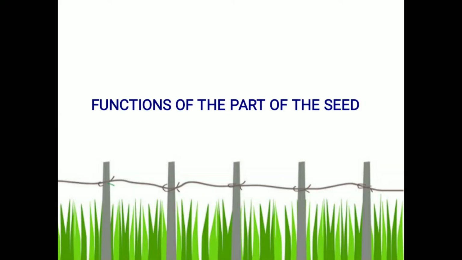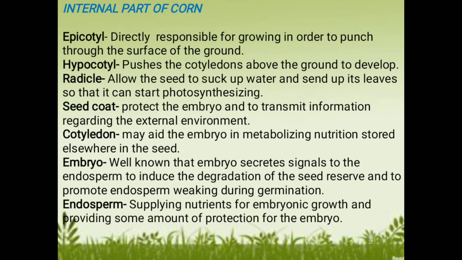Next are the functions of the parts of the seed. First is the internal part of corn, which is the epicotyl, directly responsible for growing in order to punch through the surface of the ground. Then the hypocotyl pushes the cotyledons above the ground to develop. Then the radicle allows the seed to suck up water and send up its leaves so that it can start photosynthesizing. The seed coat protects the embryo and transmits information regarding the external environment.